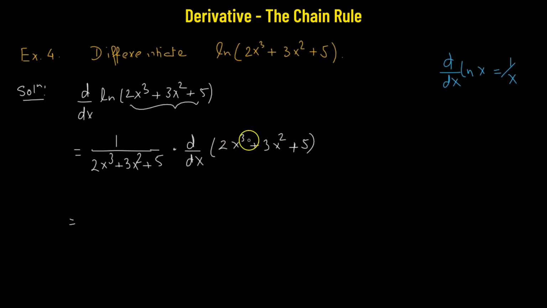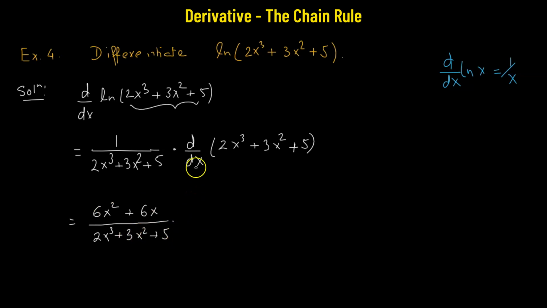So this will be, we have 2 times the derivative of x cubed. So x cubed will be 3x squared. So we'll get 6x squared. Plus we have 3x squared. So this will give us 6x. And the derivative of 5 is a constant, so that will be 0. So this is divided by 2x cubed plus 3x squared plus 5. So this is the final value.